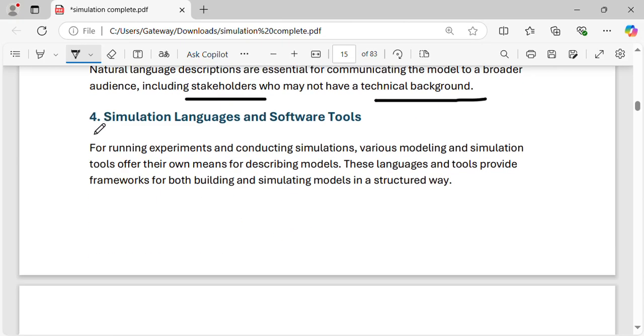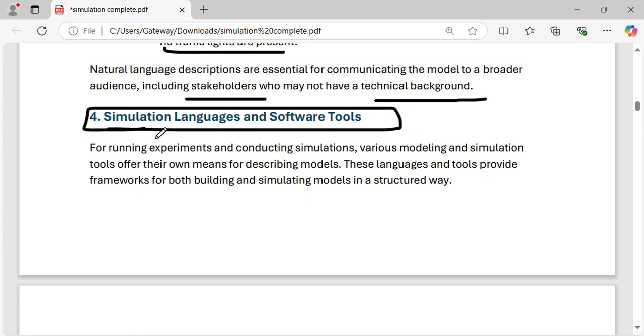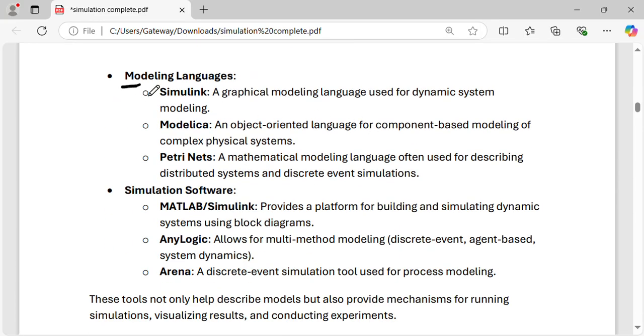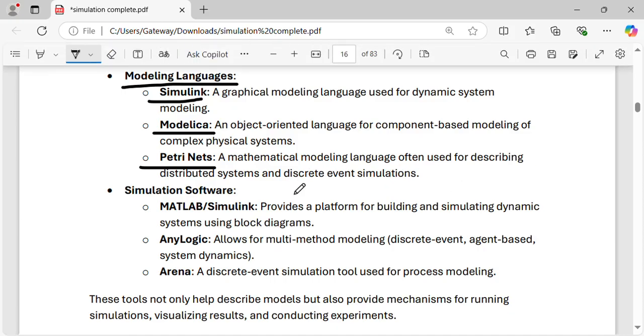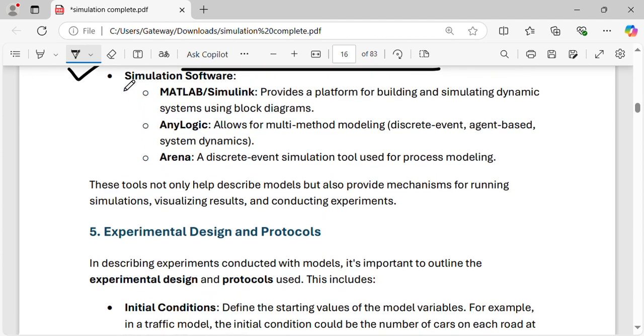Okay, so we are in the simulation languages and software tools. Of course, in this technical area, we shouldn't be doing all this work ourselves, so there are tools here. We have some modeling languages. We have Simulink, a graphical modeling language used for dynamic system modeling. We have Modelica, an object-oriented language for component-based modeling of complex physical systems. We have Petri nets, a mathematical modeling language often used for describing distributed systems and discrete event simulations. So there are Simulink, Modelica, and Petri nets. And then there's software for simulation.